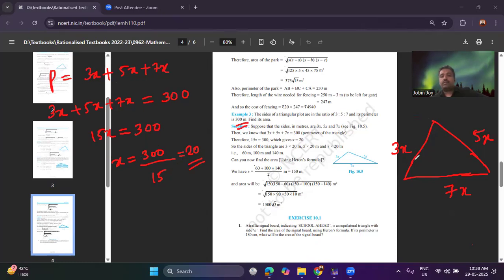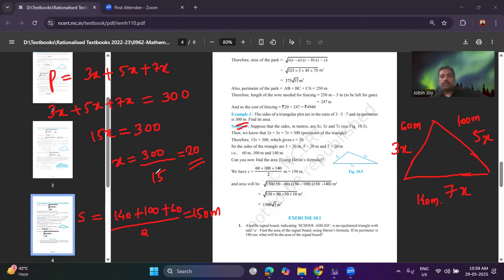Then we can calculate each side. 3 into 20, so this side is 60 meters. What is this side? This side is 100 meters because it is 5 into x. And finally the last side is 140 meters. How will we calculate the area? First of all, calculate the semi-perimeter. Semi-perimeter will be equal to 140 plus 100 plus 60 divided by 2. So that is equal to 150 meters.